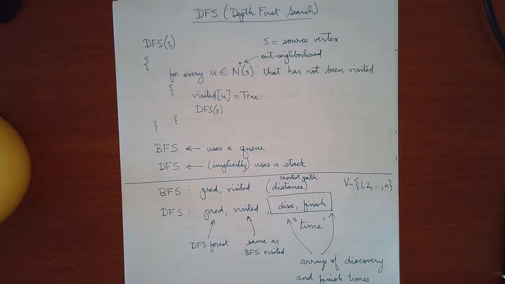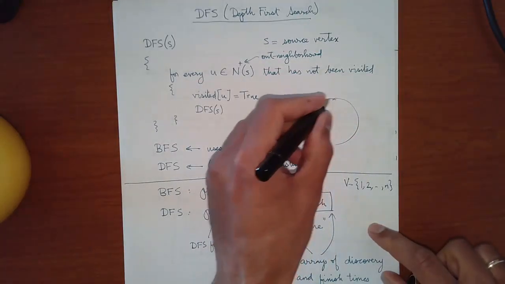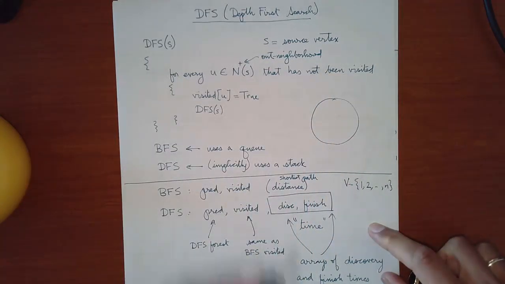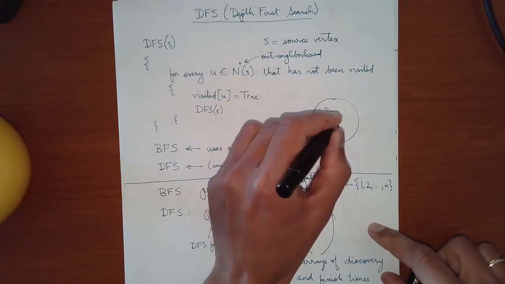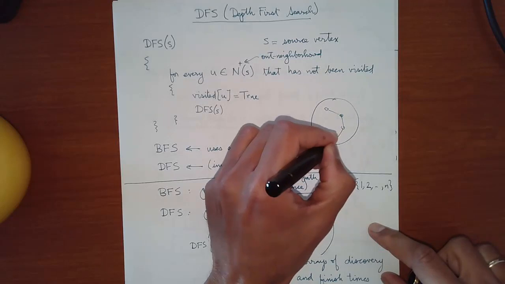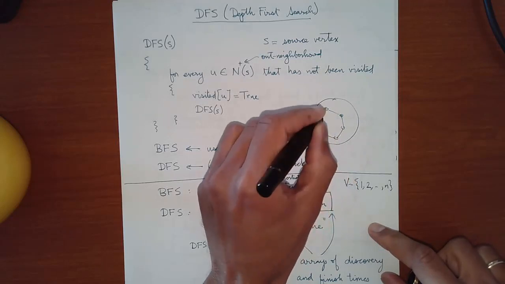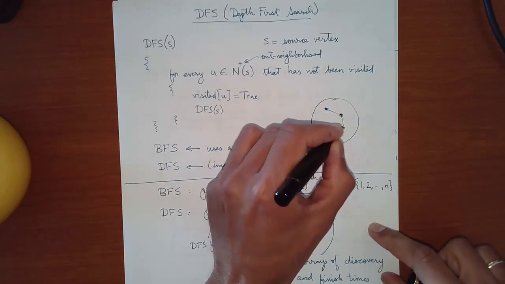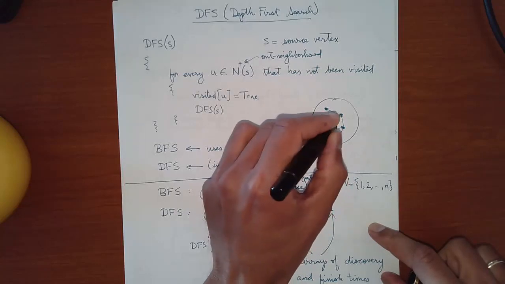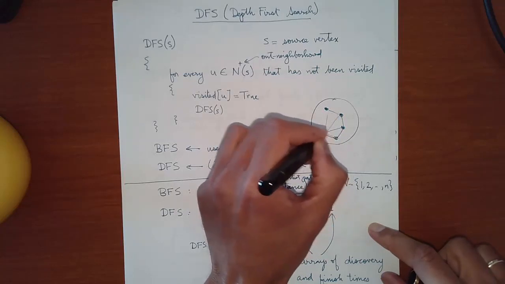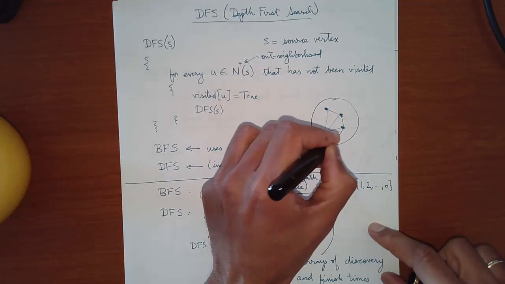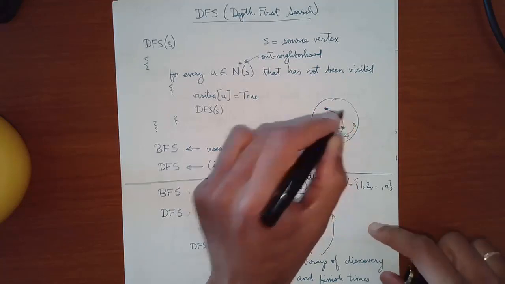When you start at a vertex, you go to the next vertex. You just keep traversing vertices until at some point you get stuck. You might get stuck because all the neighbors are visited, and then you just go back and visit other things, and so on and so forth.